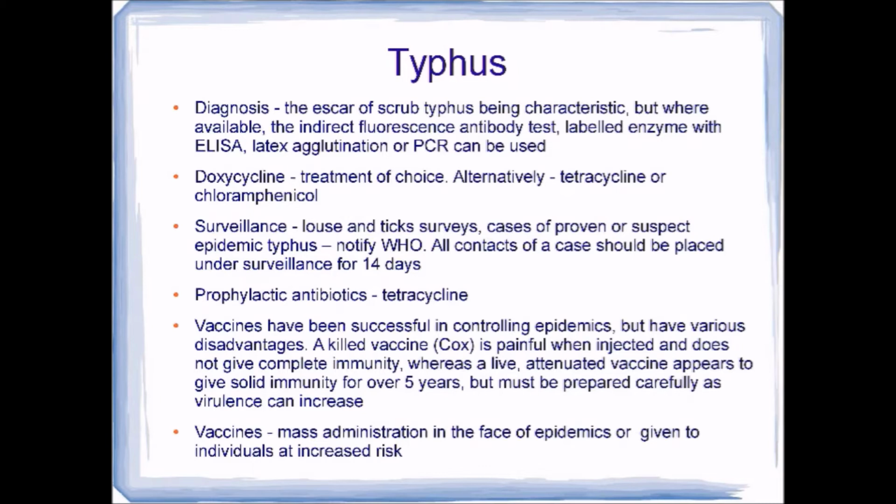A killed vaccine is painful when injected and does not give complete immunity, whereas a live, attenuated vaccine appears to give solid immunity for over 5 years, but must be prepared carefully as virulence can increase. Vaccines can either be used for mass administration in the face of epidemics, or be given to individuals at increased risk, such as medical personnel.